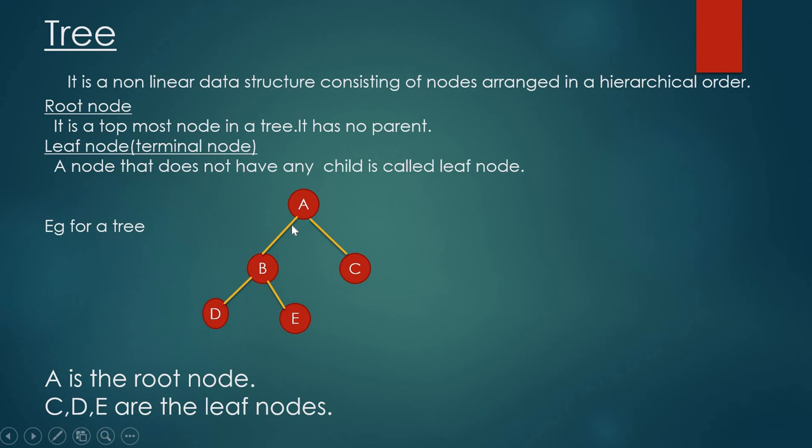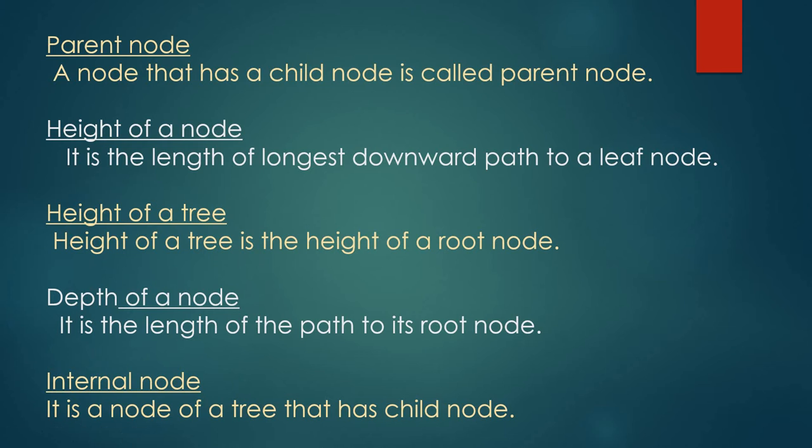Then what is the height of a tree? Height of a node means the length of the longest downward path to a leaf node. Then what is the height of a tree? The height of a tree means the height of the root node.